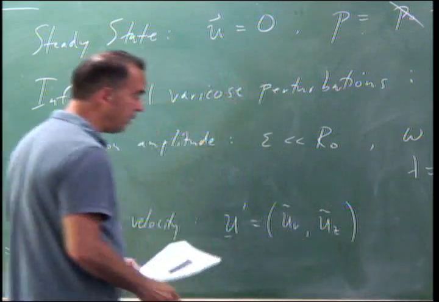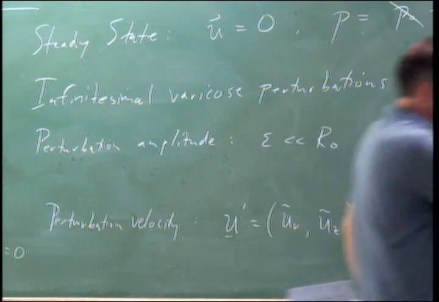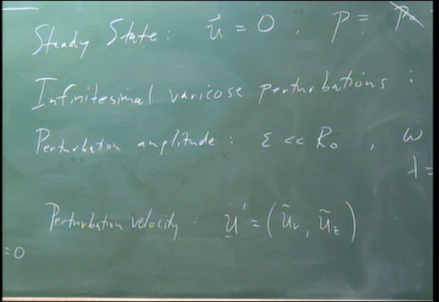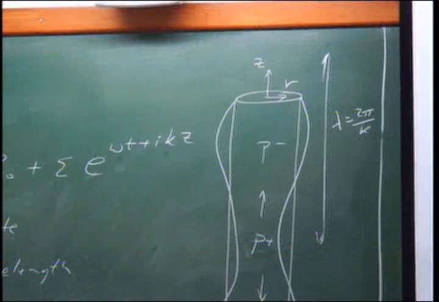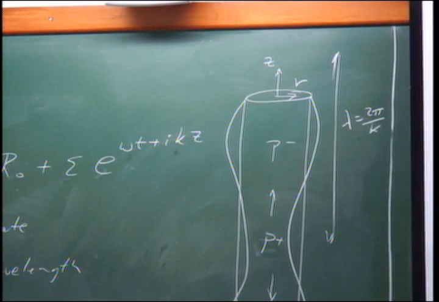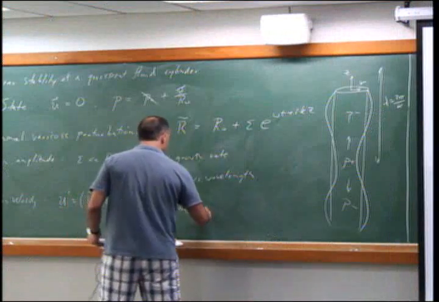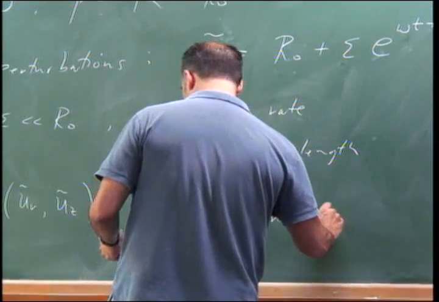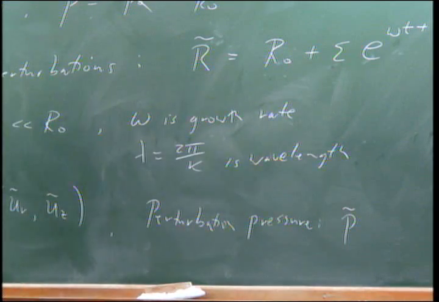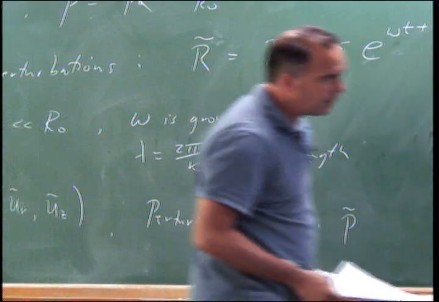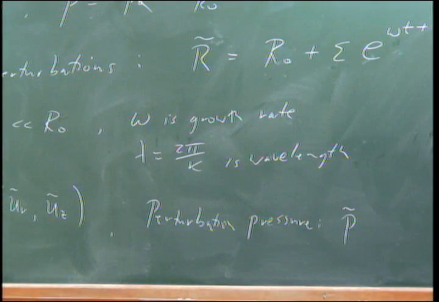Okay, so those are the two components, radial and longitudinal. And our perturbation pressure we'll call P twiddle. Okay, and so we have to look to see how these evolve. Now these evolve according to Navier-Stokes. And we're assuming that this is inviscid, so we don't have to worry about viscosity.